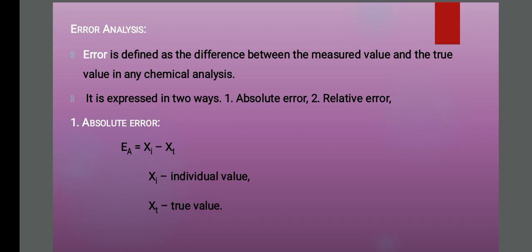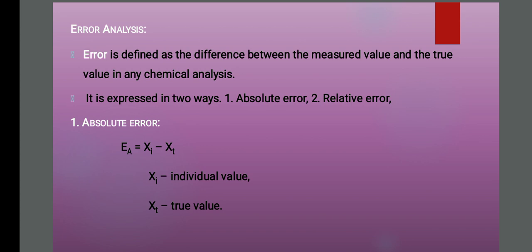So what I mean by error there is the difference between the true value and the experimental value. Those two values will have a difference, and if that difference is found to be nil, we say it is nil error, no error is there. If some difference is there, we say this much percentage of error is present in this experiment, and we allocate marks, right? Same thing we are saying here. Error is defined as the difference between the measured value and the true value in any chemical analysis, and it is expressed in two ways. One is absolute error, another one is relative error.